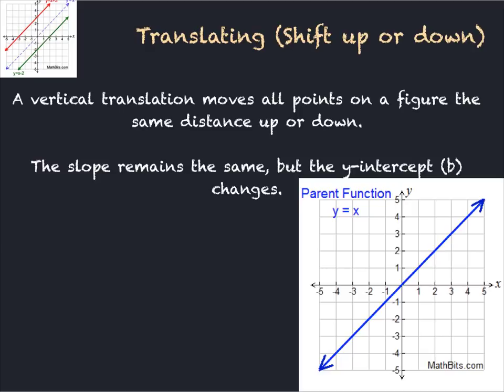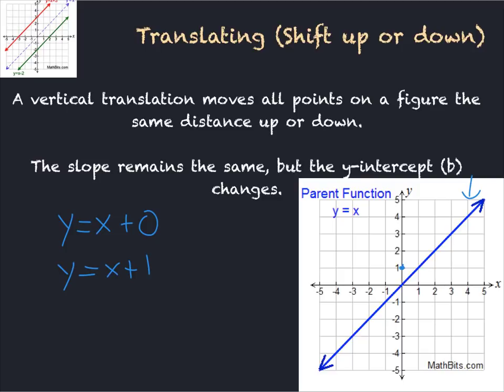If we look at our parent function, which is y equals x, what would we need to do to shift it up or down? Really, all we would need to do is change the y-intercept. The y-intercept in y equals x is 0. So if I change that to y equals x plus 1, what am I doing to my parent function? I am shifting it up 1. So my y-intercept is right here.